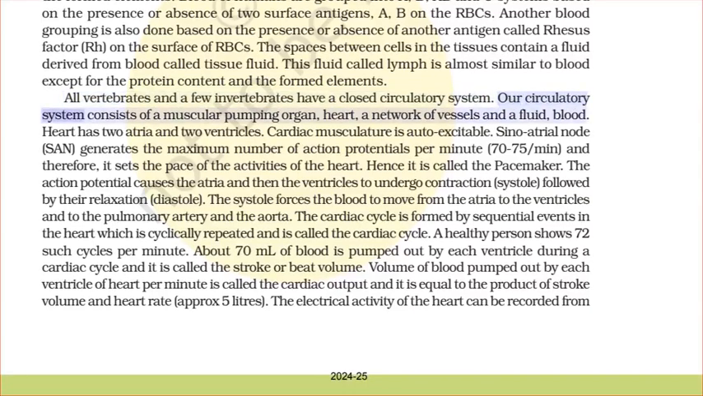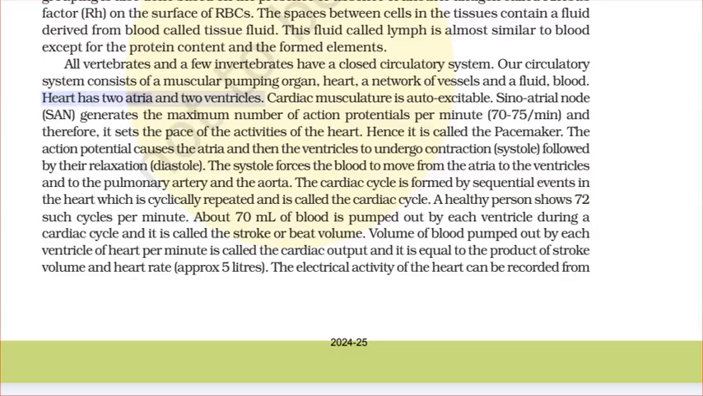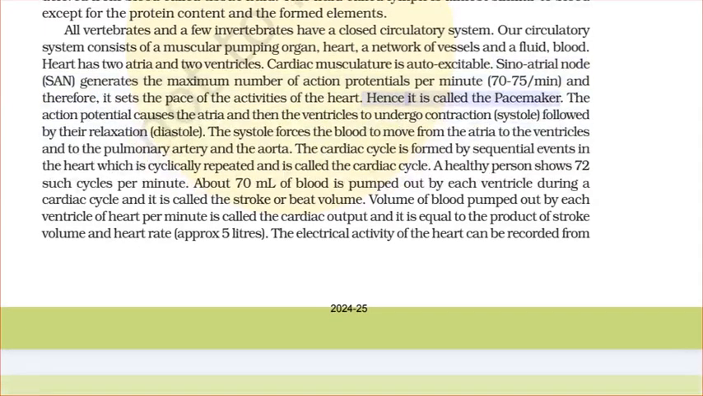Our circulatory system consists of a muscular pumping organ, the heart, a network of vessels, and a fluid, blood. The heart has two atria and two ventricles. Cardiac musculature is autoexcitable. The sinoatrial node, SAN, generates the maximum number of action potentials per minute, 70-75 per minute, and therefore it sets the pace of the activities of the heart. Hence it is called the pacemaker. The action potential causes the atria and then the ventricles to undergo contraction, systole, followed by their relaxation, diastole.